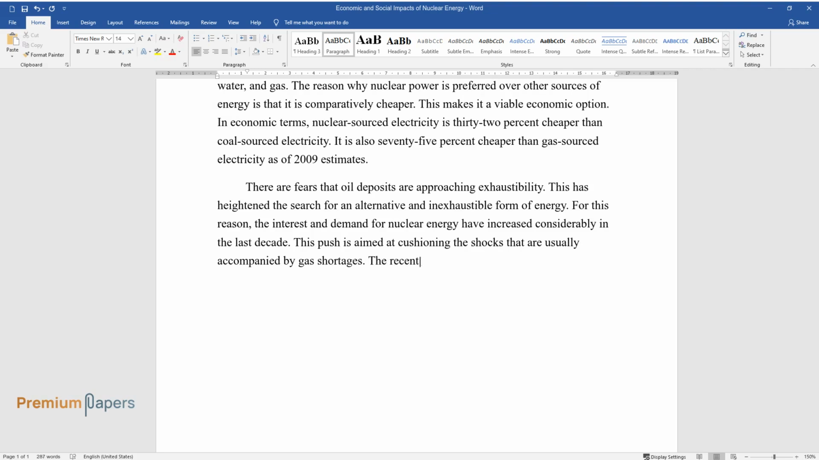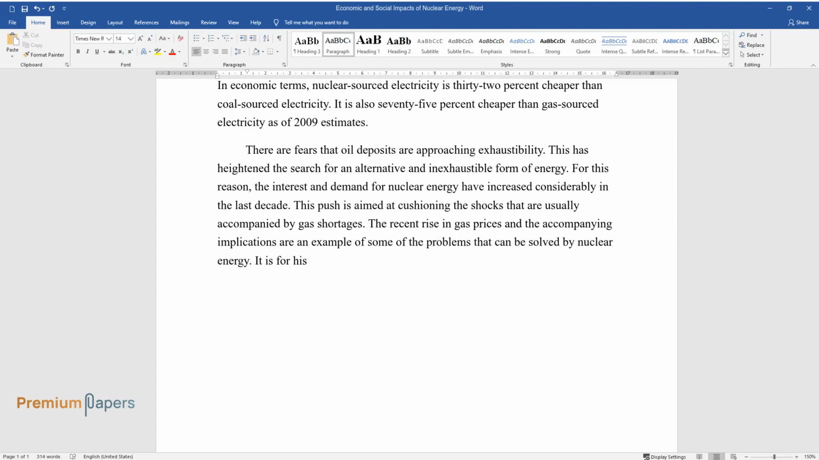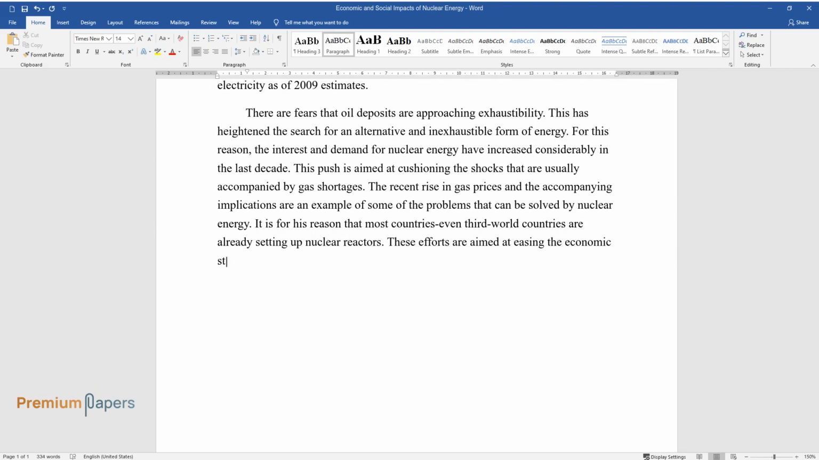The recent rise in gas prices and the accompanying implications are an example of some of the problems that can be solved by nuclear energy. It is for this reason that most countries, even third-world countries, are already setting up nuclear reactors. These efforts are aimed at easing the economic strains caused by the over-reliance on oil and coal products.